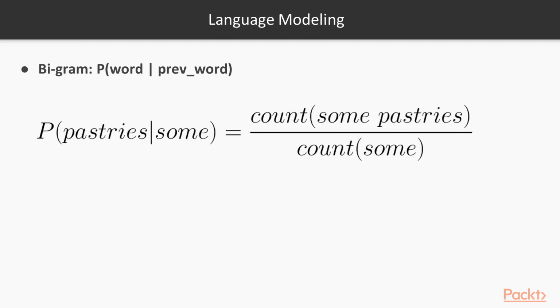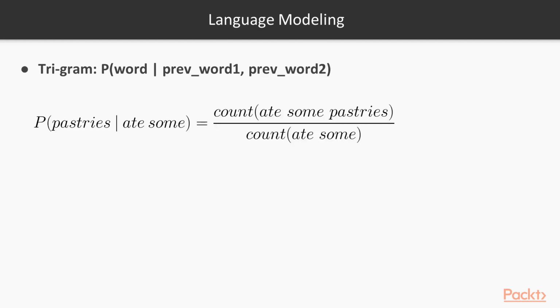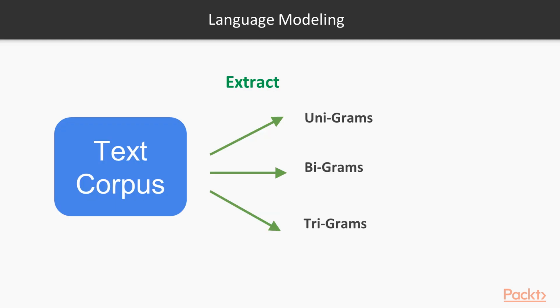And what bigrams is, it talks about two words. What is the probability of the next word given the previous word? What is the probability of pastries given some? And we can calculate this by calculating the count of some pastries, the number of times that occurs, divided by the count of just the word some, the unigram. And we can extend this concept to trigrams and furthermore quadgrams and 5grams and so on and so forth. And it's the same idea where we take the count of the gram divided by the count of the gram that is lesser than.